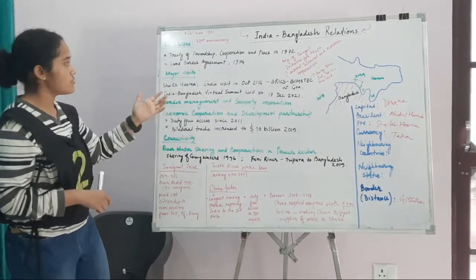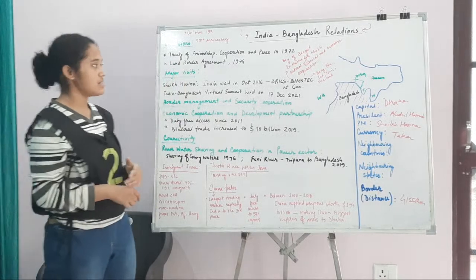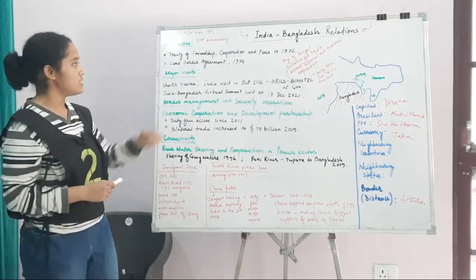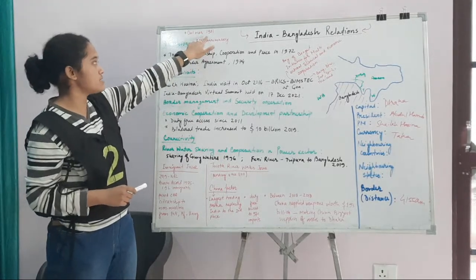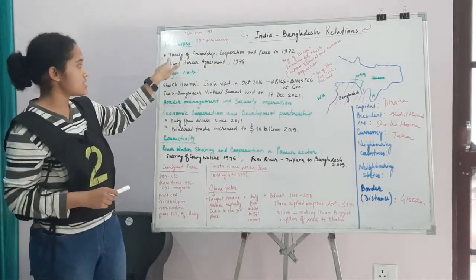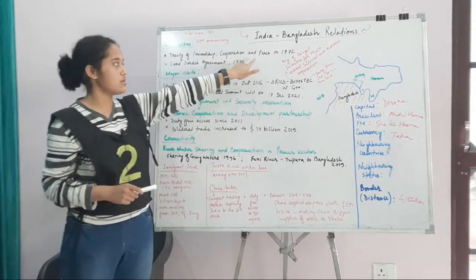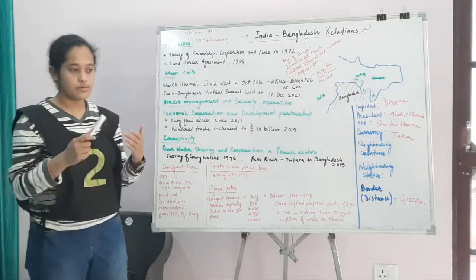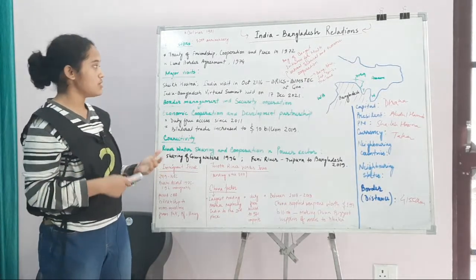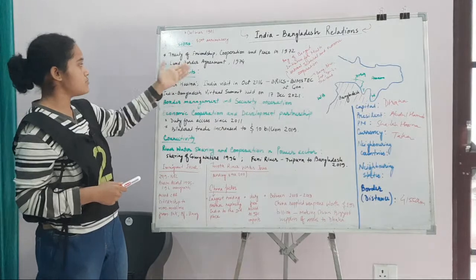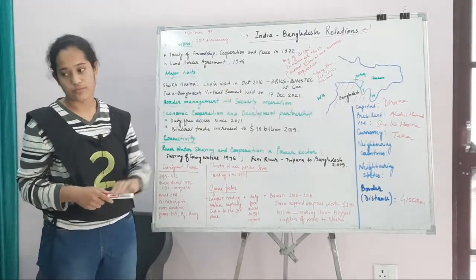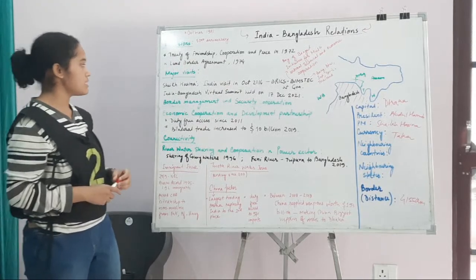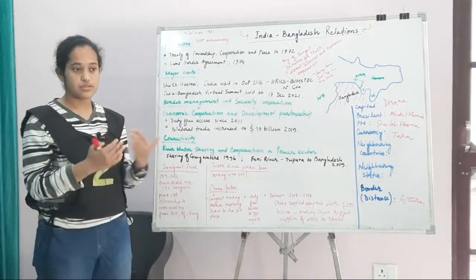Now if we talk about it from the starting, as I said, India was the first nation to support Bangladesh, and after the civil war in 1971, India and Bangladesh signed the Treaty of Friendship, Cooperation and Peace in 1972. Thereafter, there were also some border conflicts. So in order to manage that, they came up with the land border agreement in 1974. Now, in recent years, there have been some major visits between the two countries.